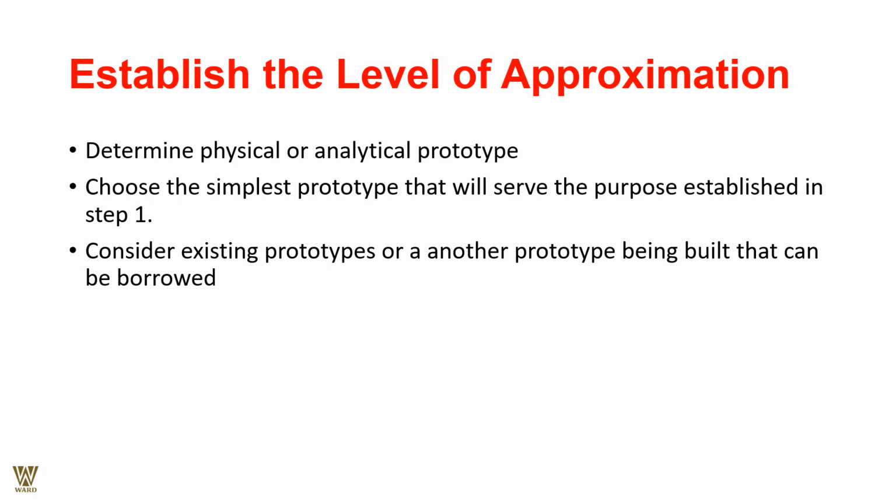We can establish the level of approximation. Why? Because it's all about physical and analytical prototypes. You need to see the difference between what the analytical prototype was predicting and what has happened as an outcome of the physical prototype. Choose the simplest. I still recommend choosing the simplest over complicated, good-looking prototypes. Choose the simplest prototype that will serve the purpose established in step one, and consider using another prototype already built that can be borrowed, that has some precedence which can be built upon.